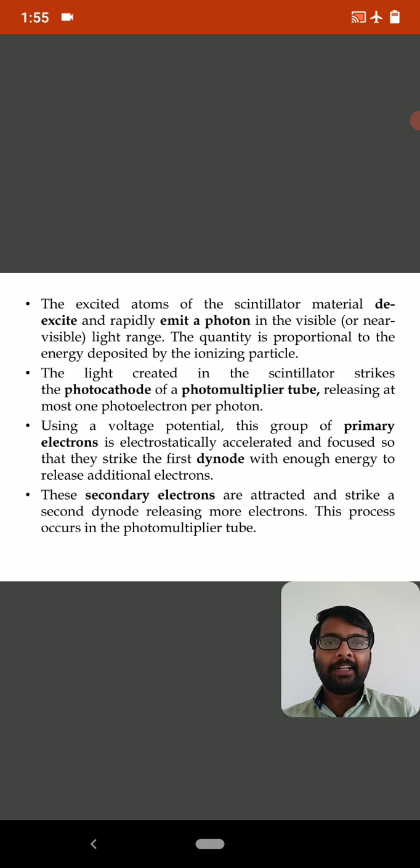So the excited atoms de-excite and rapidly emit a photon in the visible or near visible region.